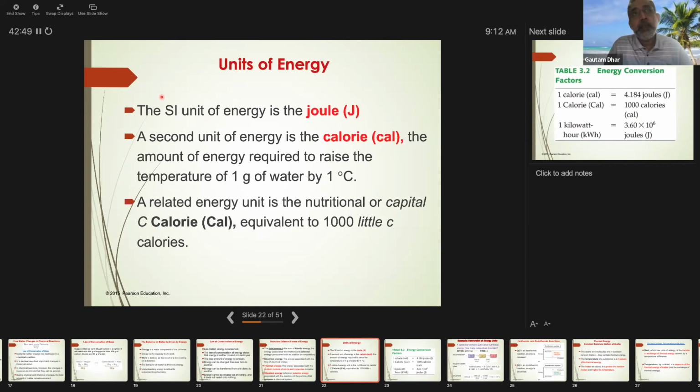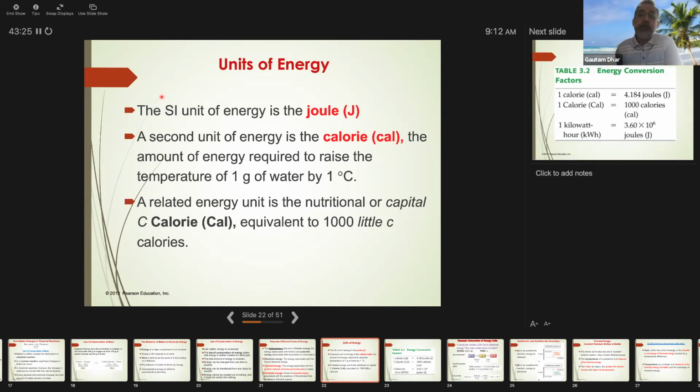The SI unit for energy is joules. Now, joule is actually the unit for work. Work and energy are interconvertible, so physicists can make calculations easier when they do them in joules. So that's our SI unit. But the traditional unit of energy is calorie, traditionally with a small c.